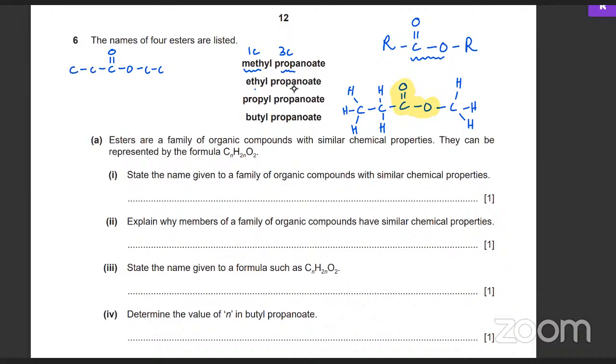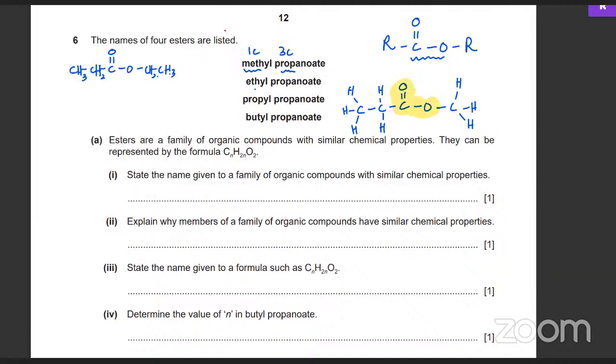Okay, you can add the H's. There would be three of them over here. There's going to be two H's over here, two H's over here, and there'll be three H's over here. So this is your ethyl propionate. And similarly, we can do the other ones as well.